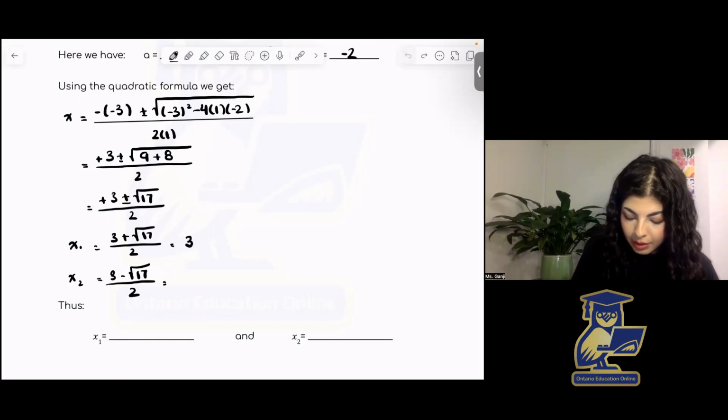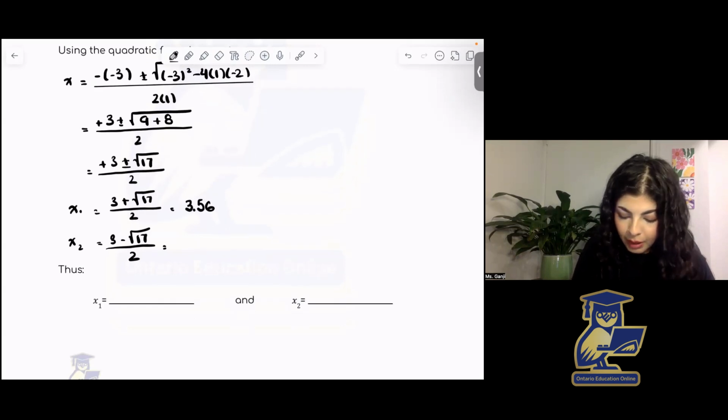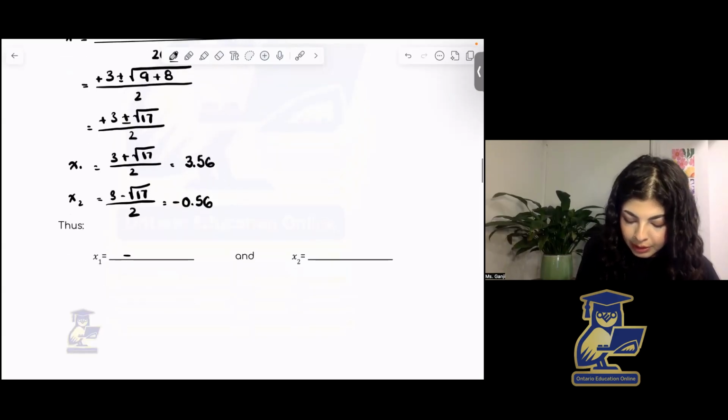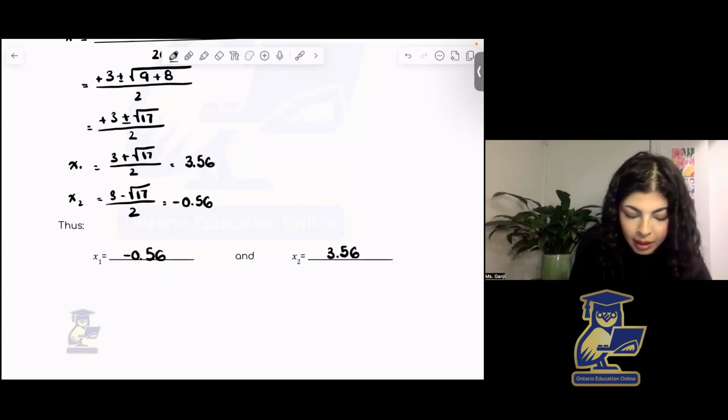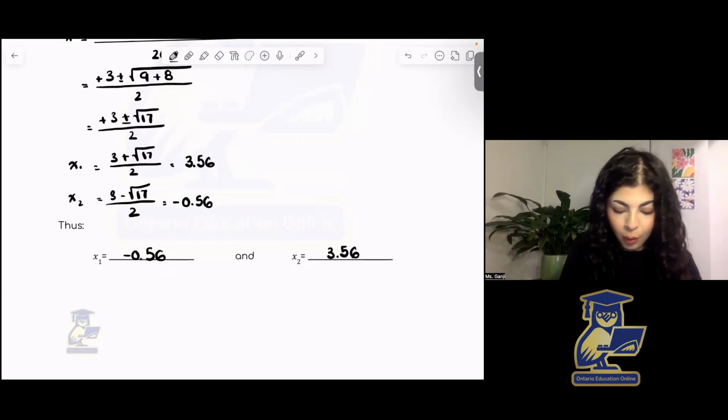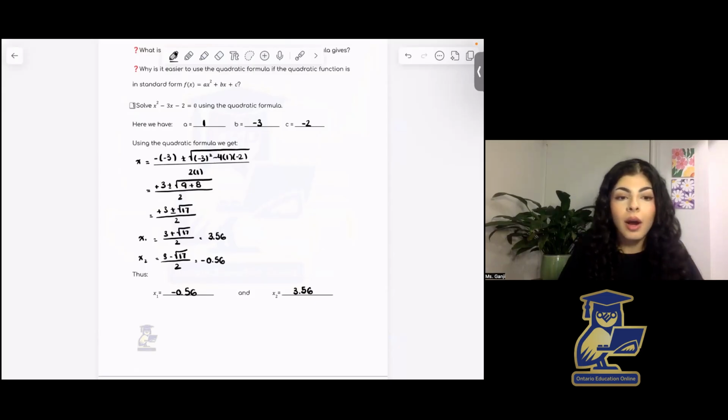So here we get 3.56. And if we do the subtraction, we get negative 0.56. And if we write our values here, negative 0.56, doesn't matter the order as long as you know that they are both the roots or the solutions. And so now we do have two x values where this quadratic will intercept the x-axis, and this happens when x is equal to negative 0.56 and at 3.56.